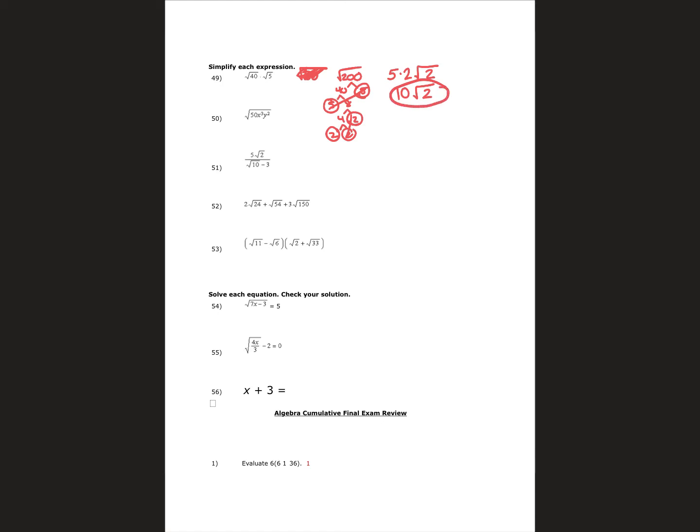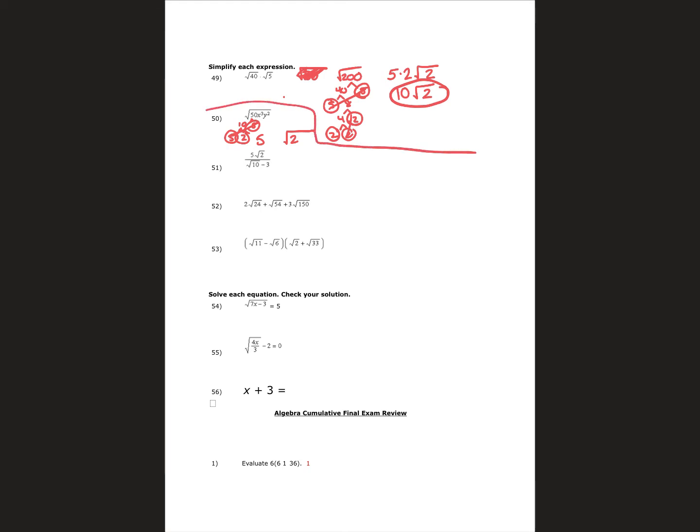For number 50, break down the 50 to 10 and 5, and then the 10 to 5 and 2. And then we're looking for pairs again. So a pair of 5s can come outside. The 2 will be inside.